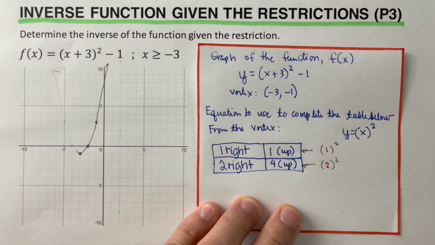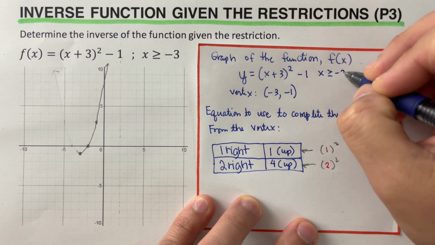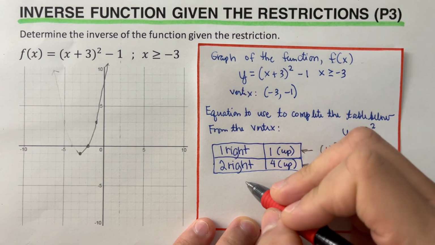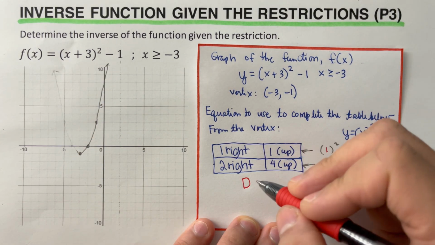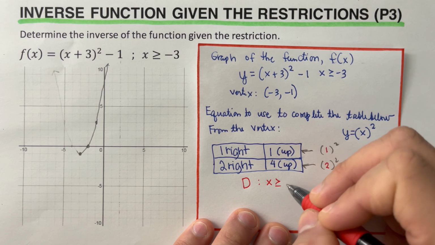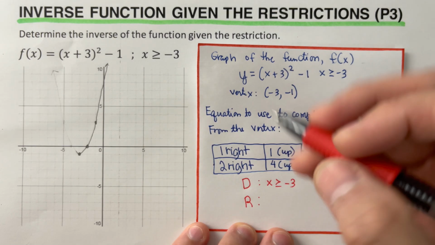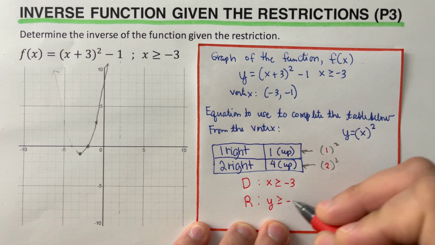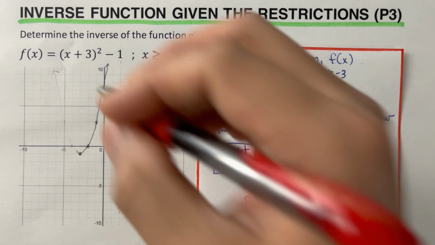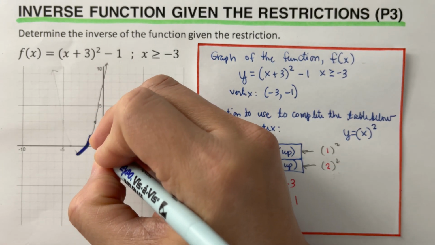Given this condition that we restricted, that is x is greater than or equal to negative 3, the domain for this given graph with this restriction is x is greater than or equal to negative 3. And then the range starts from negative 1, so y is greater than or equal to negative 1. So this is our graph for f of x. We're going to label this as our f of x.